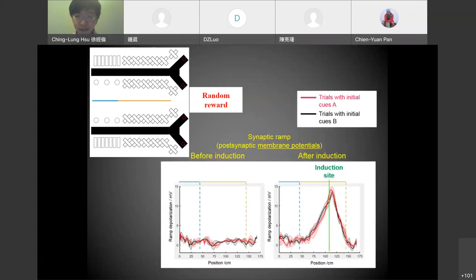If we look at the intracellular membrane potential, which is the voltage across the membrane below the action potential threshold, you see before the induction, the membrane potential is pretty flat. But after the induction, you see a very clear, prominent field depolarization, peaking around where the plateau potential was introduced. But it's pretty independent of what the initial cues are. So trials with initial cues A and B are all very similar on average.